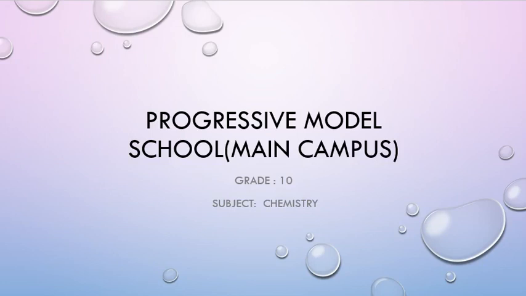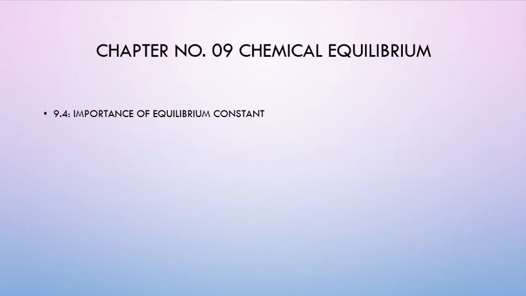My subject is chemistry. The chapter we were discussing was chapter number 9. In the last lecture, I told you about the equilibrium constant and how to derive the units for the equilibrium constant expression for different reactions. Today we are going to discuss the last topic, which is the importance of the equilibrium constant, that how the Kc expression is going to help us in various fields.